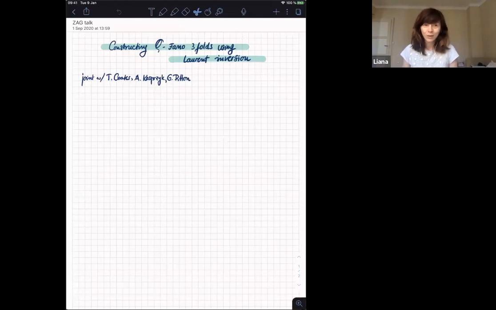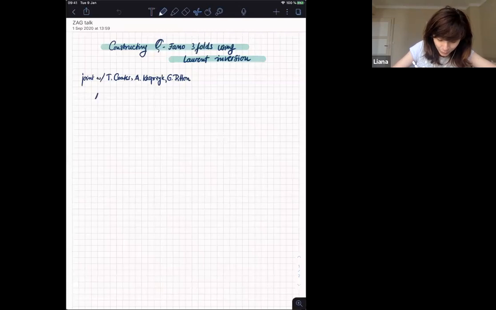Okay. So this is joint work with Tom Coates, Al Kaspczyk, and Giuseppe Pitton. And even if the title doesn't really say so, it's going to end up being a mirror symmetry talk. But we are not going to start like that. We're going to use your empathy powers and assume you are me, and then assume you have the following thing.